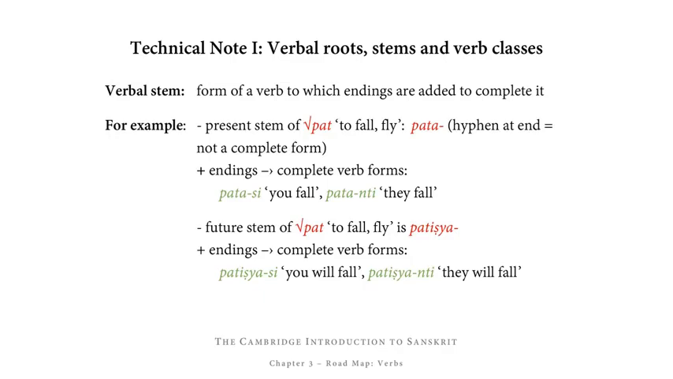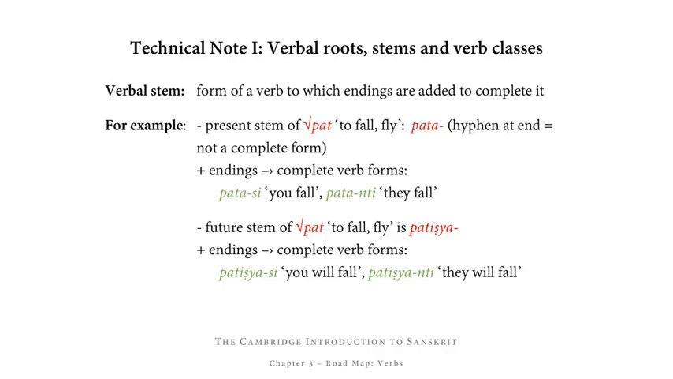Another example of a verbal stem would be the future stem, again of the root pat, indicated with a root symbol. Again, pat means to fall or to fly. We have the future stem patishya, which consists of pat plus this future marker ishya. Again, this is a stem, not a complete form. You can tell that by the fact that patishya ends in a hyphen.